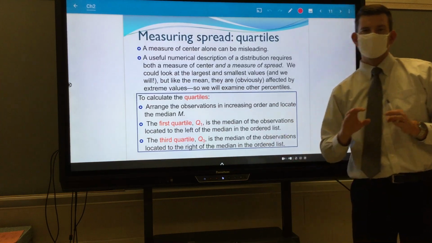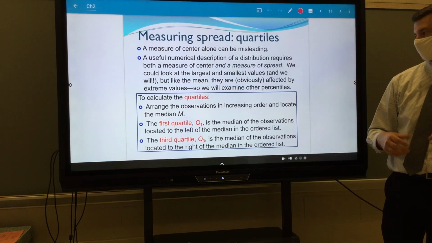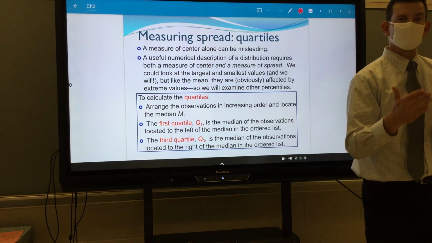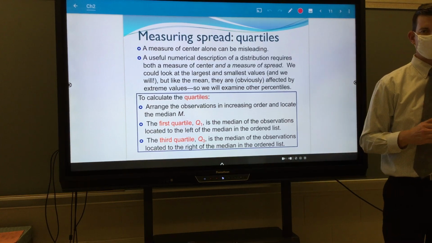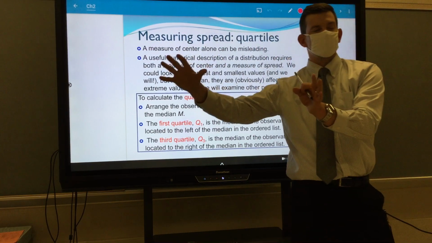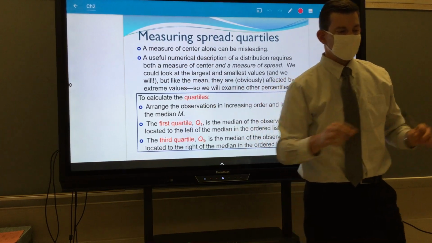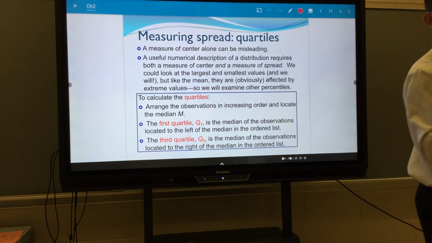The quartiles split the data set into 4 quarters. We already know that the median is that middle set. So we've got 50% of our data set below the median, 50% of our data set above the median.